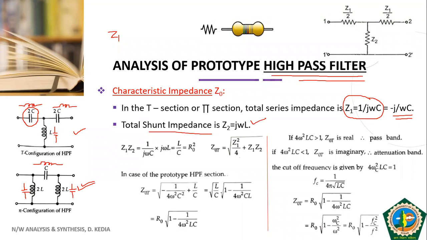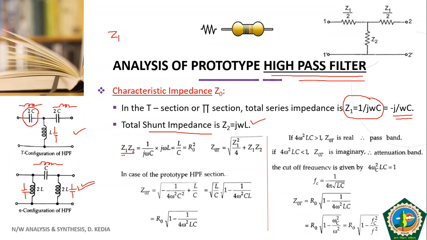So in a way, you can say that things have interchanged in case of the high pass filter. Whatever was Z1 in case of the low pass filter has become Z2, and whatever was Z2 in the low pass filter has come as Z1 in case of your high pass filter. Okay, so I hope you have understood.